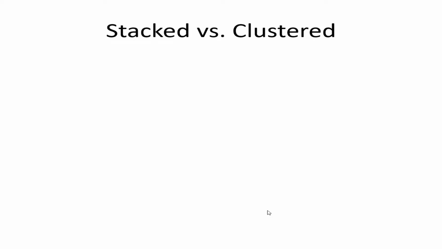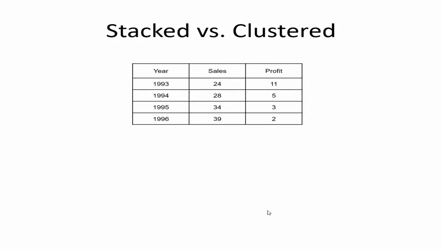The two most important subtypes of column graph are stacked and clustered, and this is an example that needs a lot of deep thinking. We like to present this table of a company that shows sales and profits with years. These years you have to look at carefully. If the difference between years is the same, it goes 1993, 94, 95, 96. If the distance between years is the same, I am allowed to use a column graph for comparison. If they are not the same, a column graph may not be a good idea.